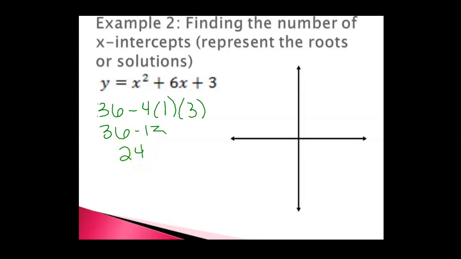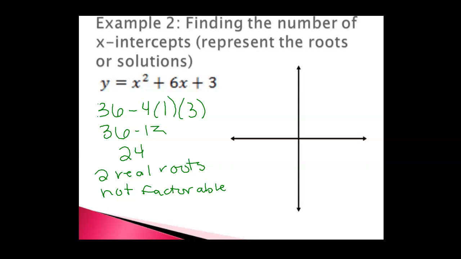So we get a positive discriminant of 24. That tells me that this graph has two real roots. It also tells me that this function is not factorable. So if my discriminant is a perfect square, then that quadratic was factorable. If my discriminant is any number other than a perfect square, it's non-factorable.